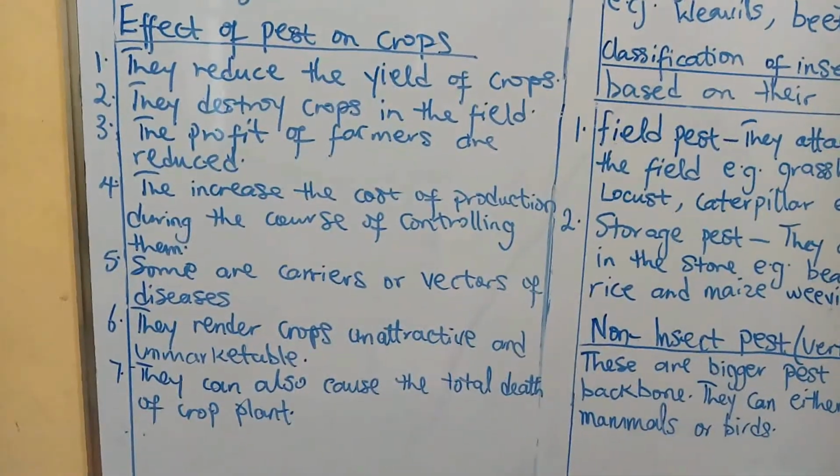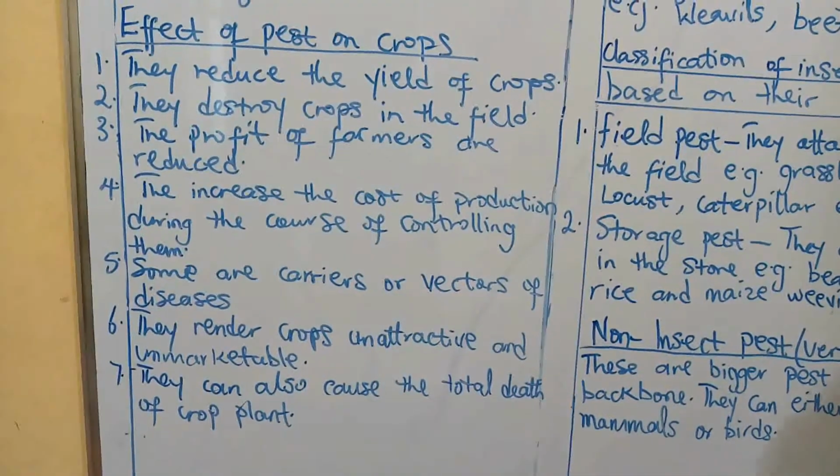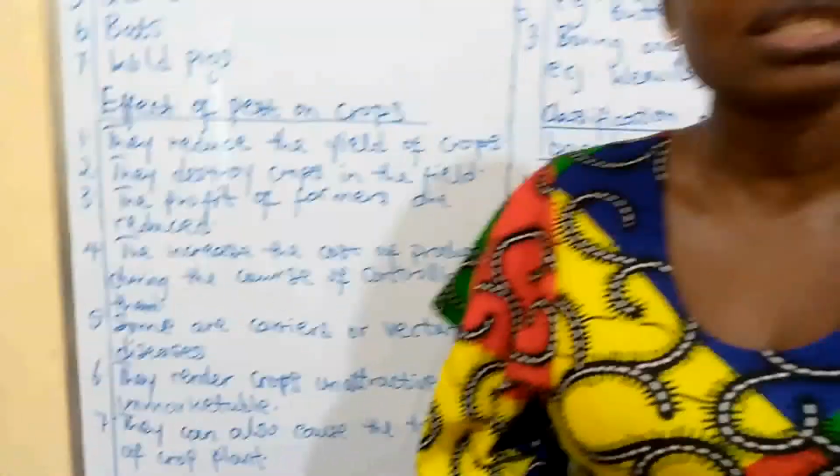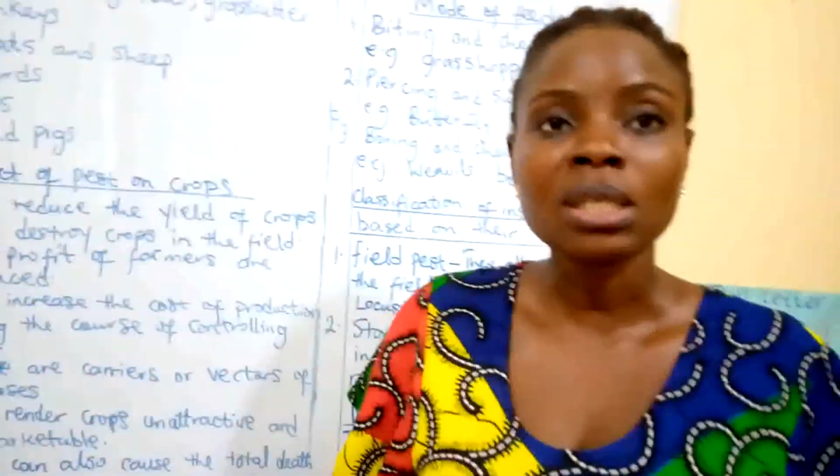Okay, now they can also cause the total death of crop plants. There are many, many more effects on crop plants. There are very, very many, but these are the ones we are going to be listing today.